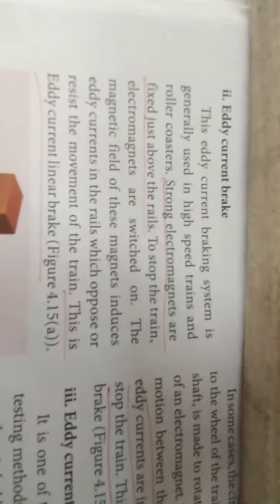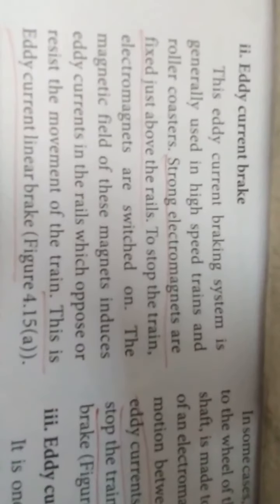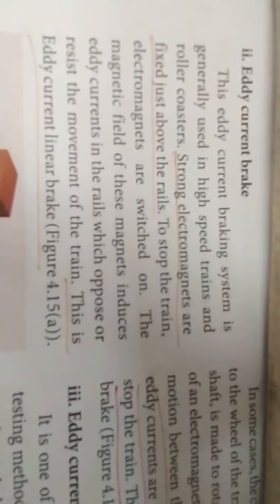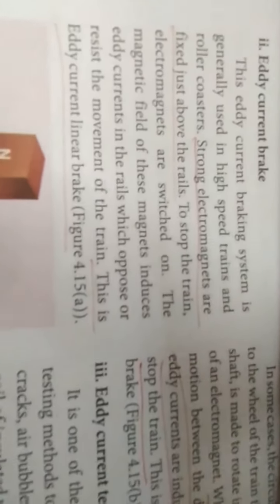So some strong electromagnets are fixed just above the rails, and the electromagnets are switched on. Because of this, the magnetic field of these magnets induces eddy currents, which oppose and resist the movement of the train. This is called the eddy current linear brake. In some cases circular discs are used. When there is relative motion between the disc and the magnet, eddy currents are induced in the disc and will stop the train. This is called the eddy current circular brake.